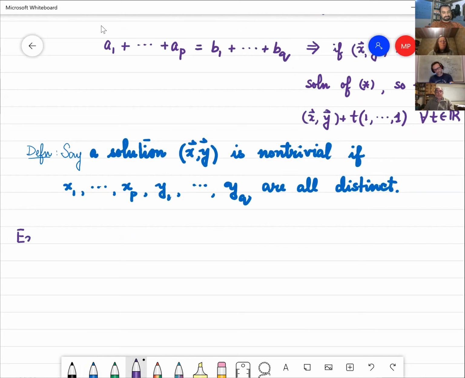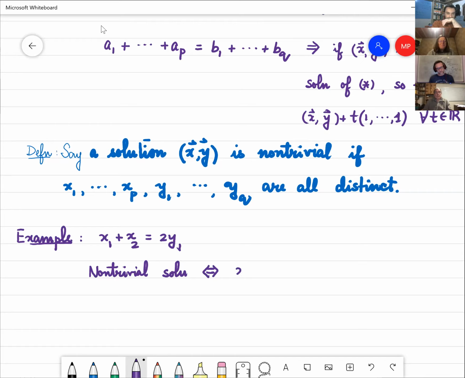Before I go any further, how about an example? Probably the best known example in this class is x1 plus x2 equals 2y1, and non-trivial solutions of this equation signal the existence of a three-term arithmetic progression with a non-zero common difference.